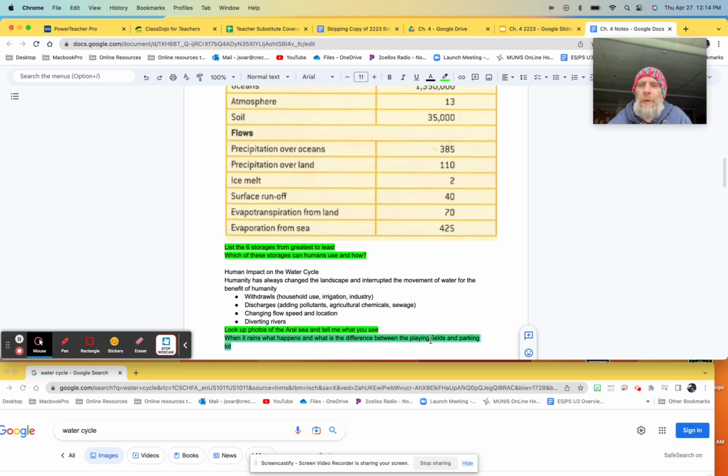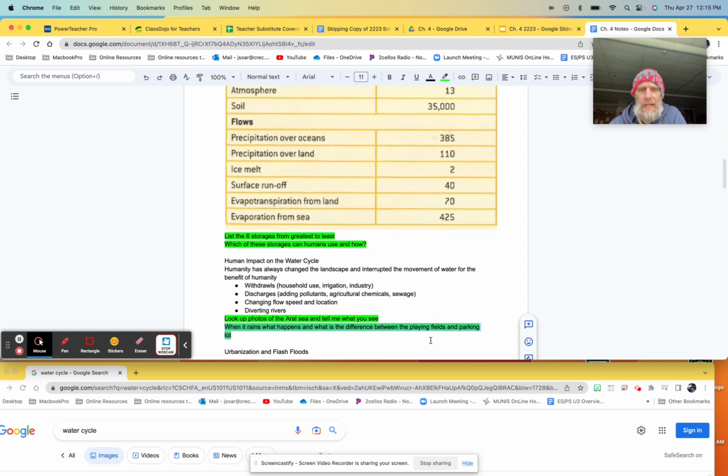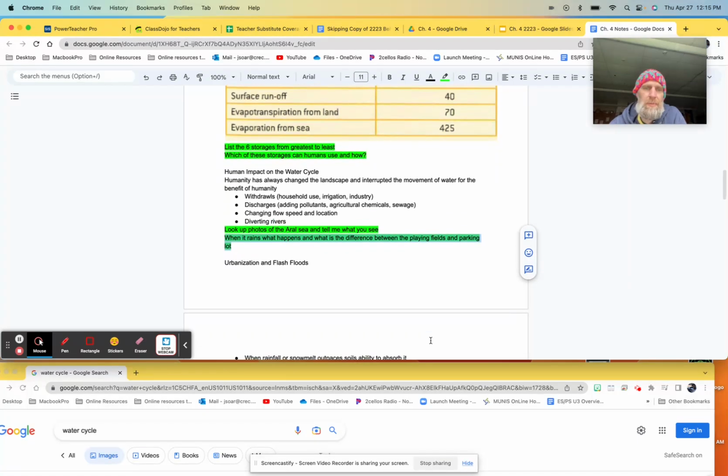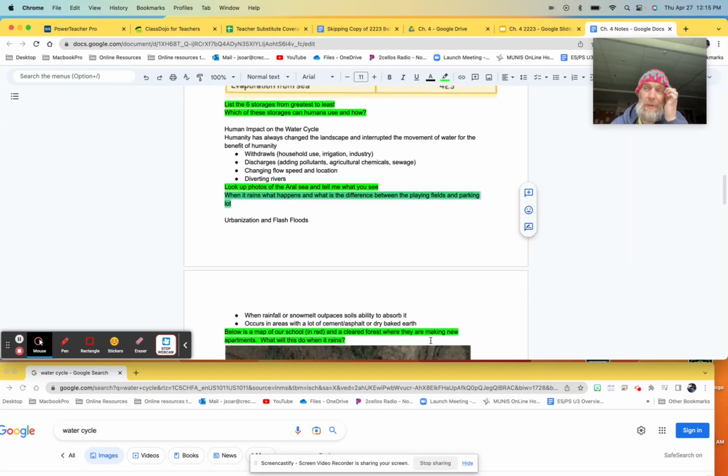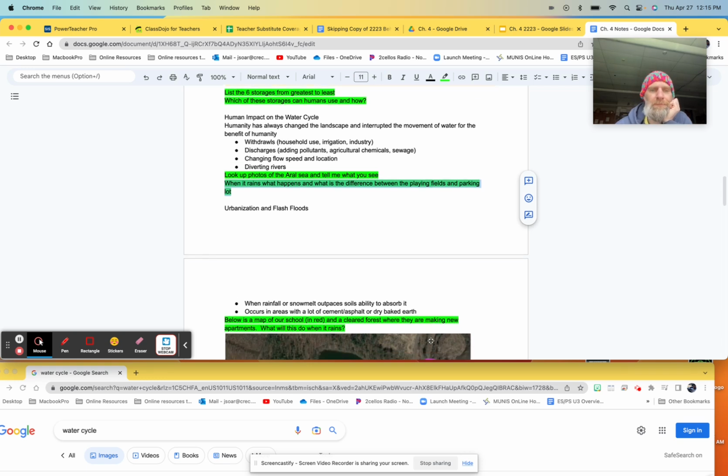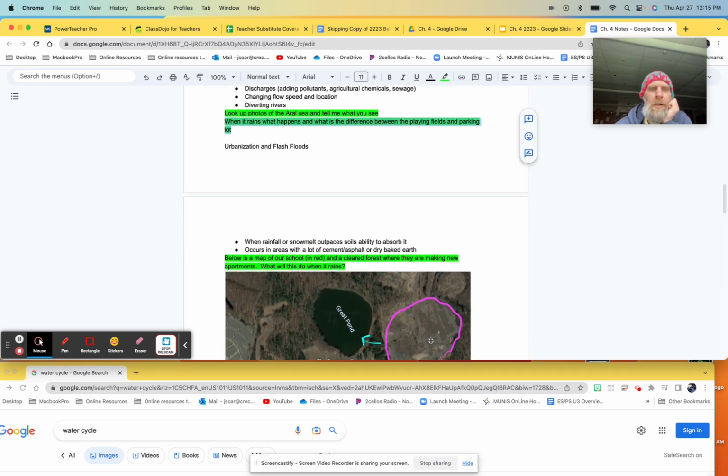So one problem you have in very urban settings is that when it rains, there are flash floods because all that water goes straight out and can cause problems. Urbanization, flash floods. Wow, think of that. Urbanization and flash floods happen when rainfall or snowmelt outpaces the soil's ability to absorb it.